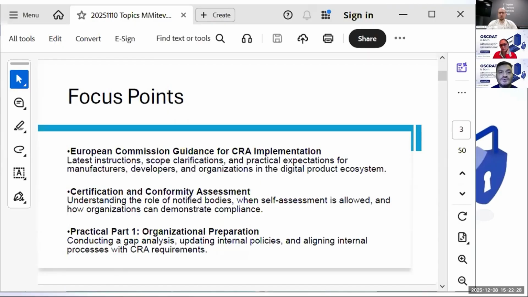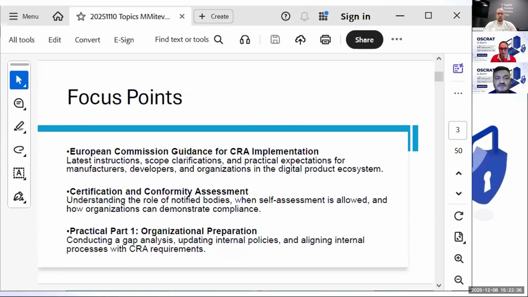Let's look at what we will cover. First, we will explain the new guidance from the European Commission. This guidance helps organizations understand the Cyber Resilience Act requirements, the scope of digital products, and what secure by design means in practice. Then we will speak about certification and conformity assessment. Some products will need a notified body, while others can follow a self-assessment route. We will explain when each method applies and what evidence organizations must prepare.